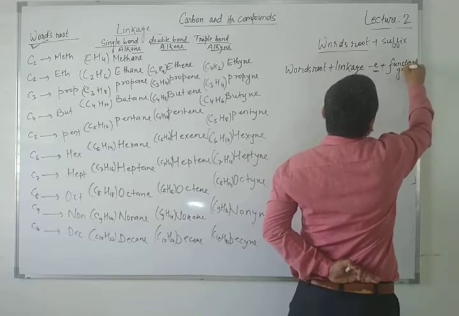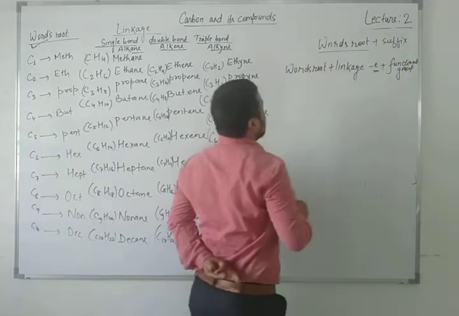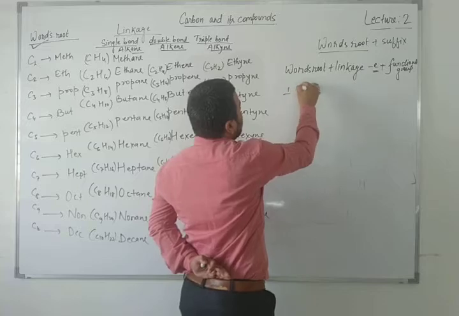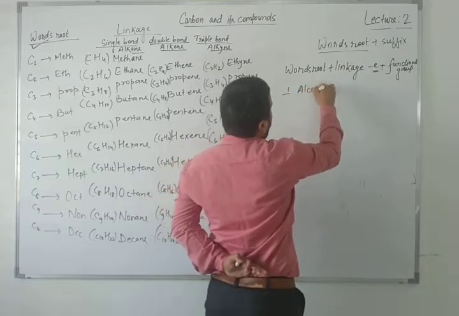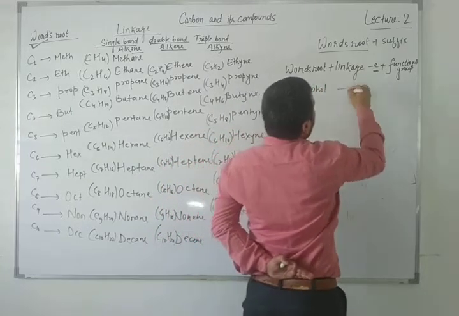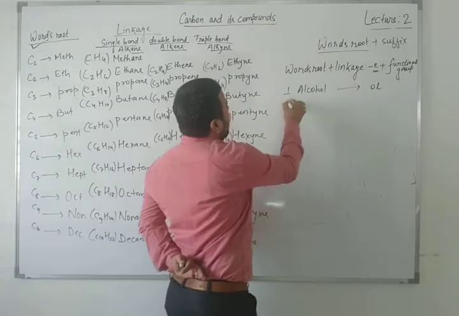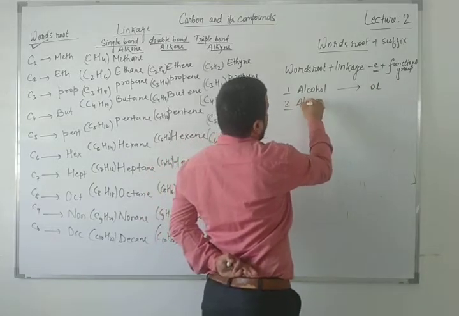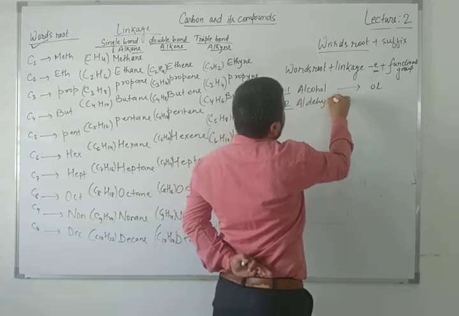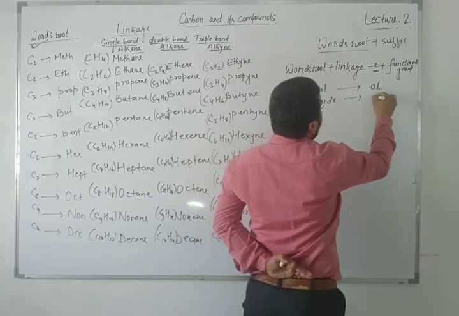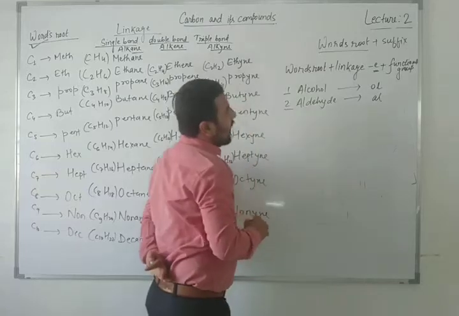Now, what are the suffixes of the functional groups? First, alcohol. The alcohol suffix is ON. That is what you have to add. If I am adding aldehyde, then I have to add AL at the end.